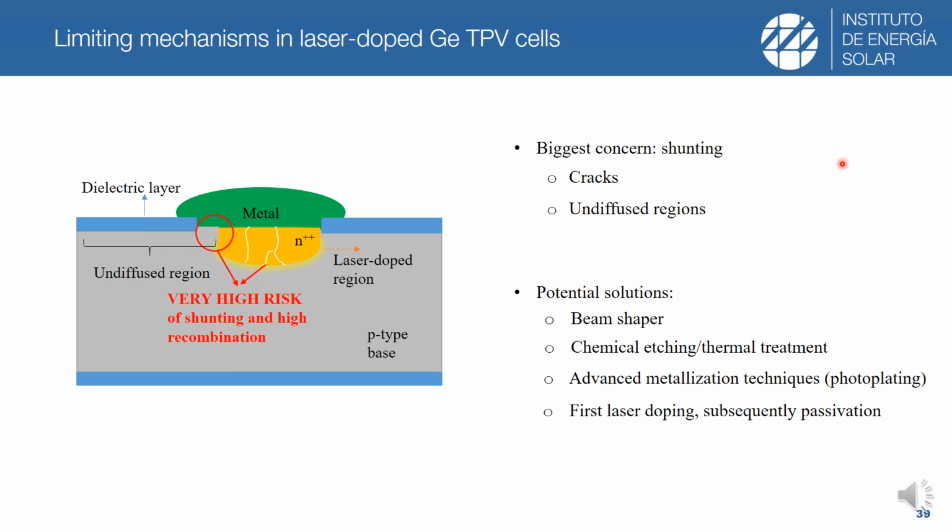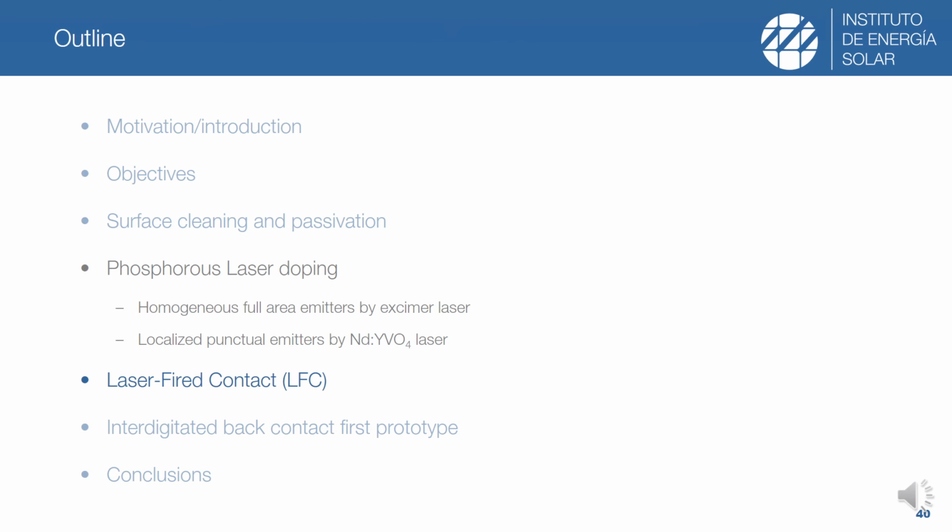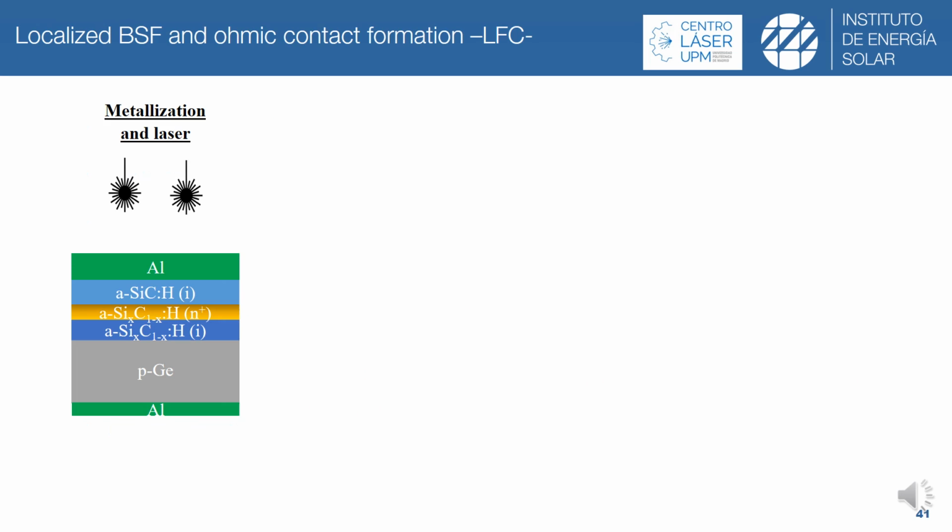Also, we could use a more conservative doping process in which first laser doping is performed, and the passivation layer is deposited later with a subsequent step for opening of the dielectric layer. So let's move now to the last step for the intermediate contact cell fabrication, which is the localized ohmic contact formation by means of the laser fired contact.